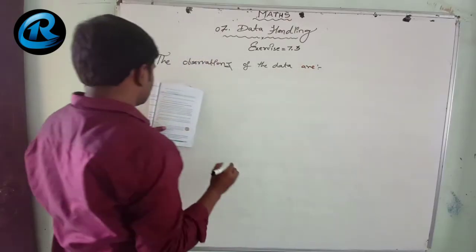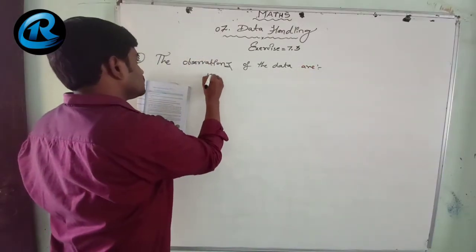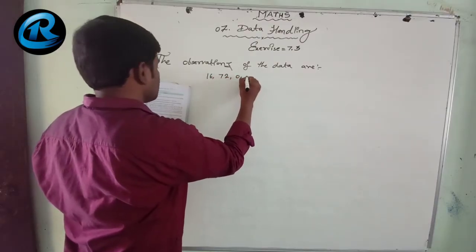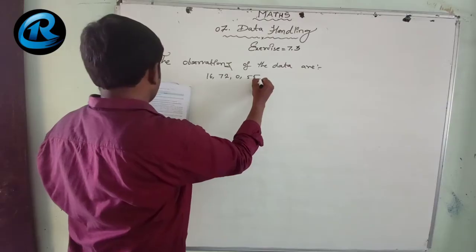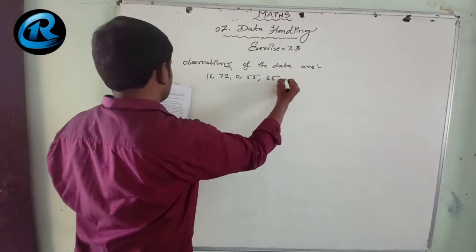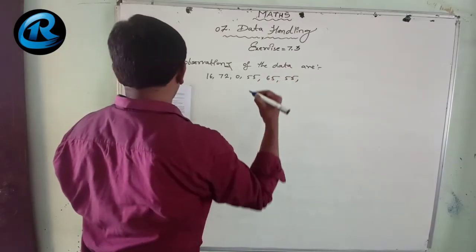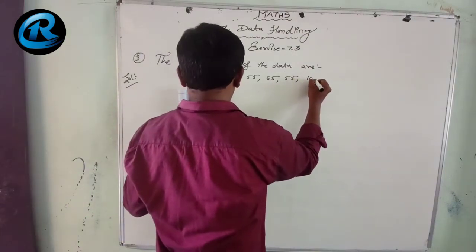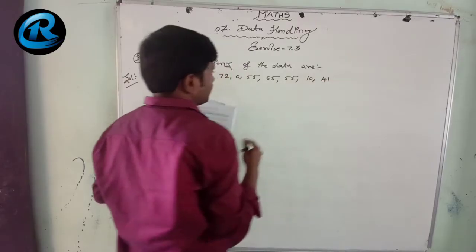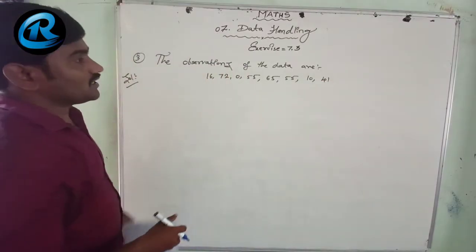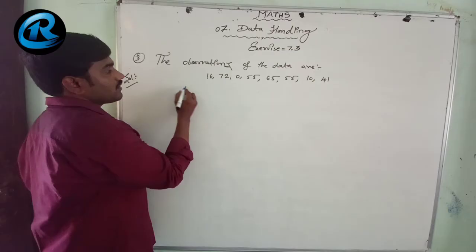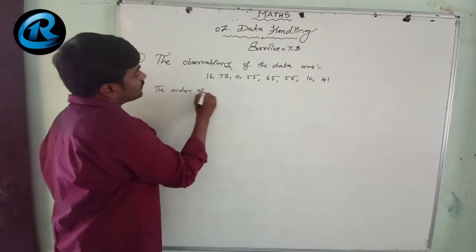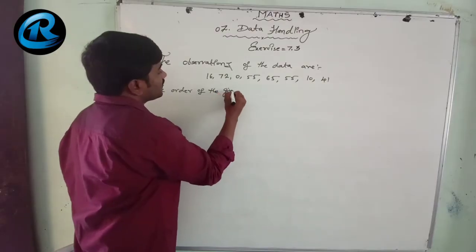The observations of the data are 16, 72, 0, 55, 65, 55, 10, 41. So let us arrange the given data in order.